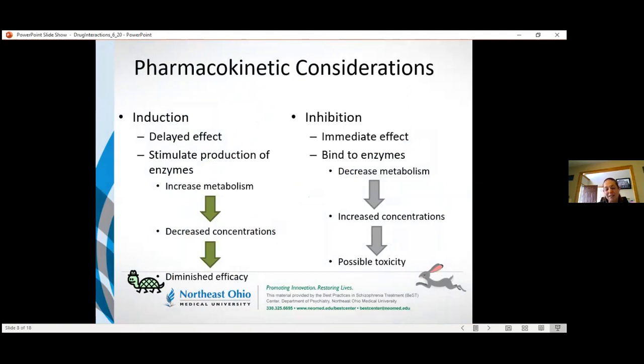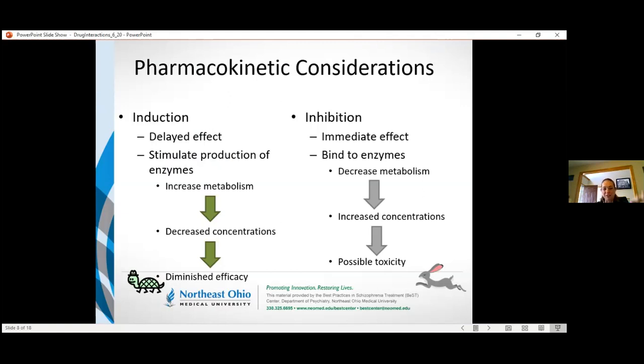So this takes a little bit more time. You may start to see effects after a few days, but the full effect won't be in place for weeks to a month or 2 after the medication has been started. The reason is that these medications actually can activate some of the genes, and they stimulate production of additional copies of these enzymes. More copies of the enzyme means more capacity to metabolize. Greater capacity to metabolize can lead to lower concentrations and diminished efficacy.